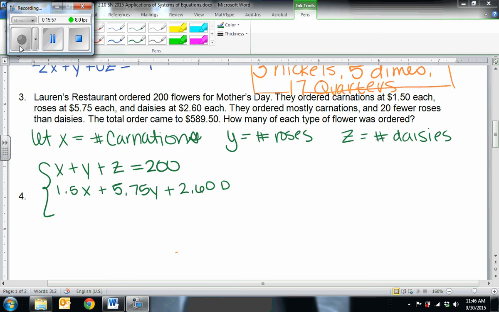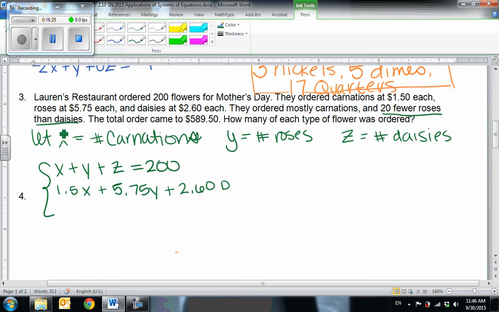Okay, so let's check back in for a sec. Hopefully we defined our variables, double check because you don't want to lose points for that, okay? And any questions about the first 2 equations? All right, so let's pay attention to that last one. 20 fewer roses than daisies. Okay, so what you want to think is you want to try and think of this in terms of real world numbers, okay? So 20 fewer roses than daisies.